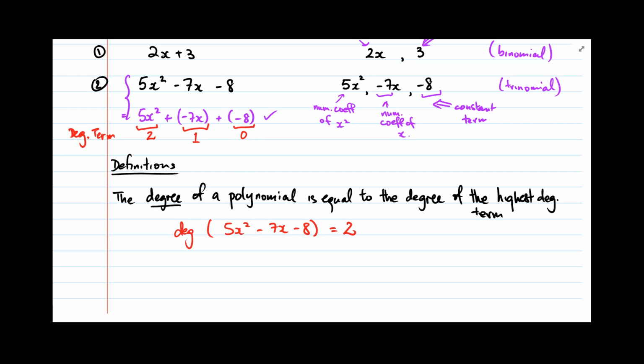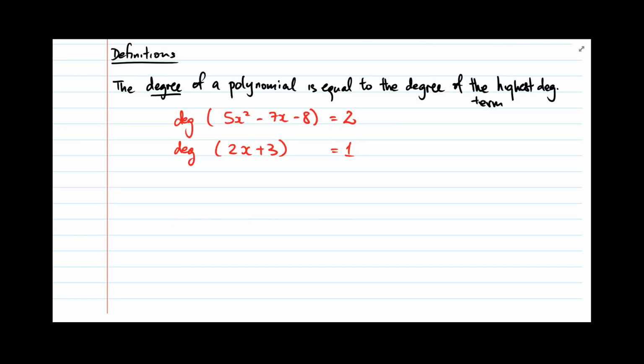Likewise, in the earlier one, the degree of 2x plus 3 would just be 1. The degree on the 2x is 1. The degree on the constant is 0. And so we have the overall degree of the polynomial, that is the entire expression, is 1.